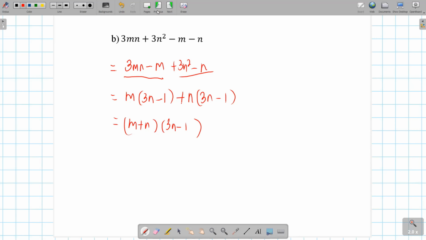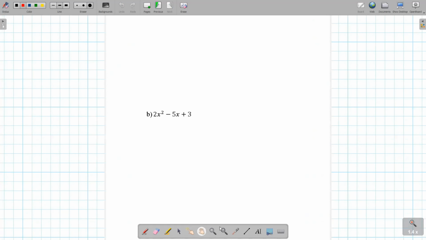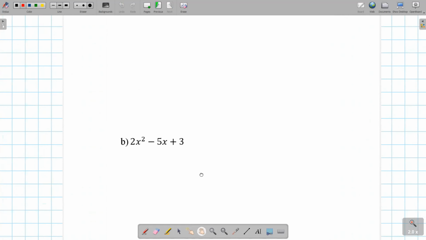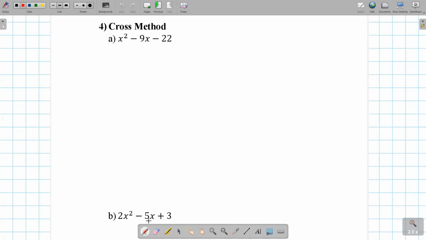So next we will look at the factorizations using the cross method. Okay, now, I will say that you can apply the cross method for any type of equations. It will not be restricted to any type of equations. It can be either 3 terms or 2 terms, but most of the time it will be 3 terms.